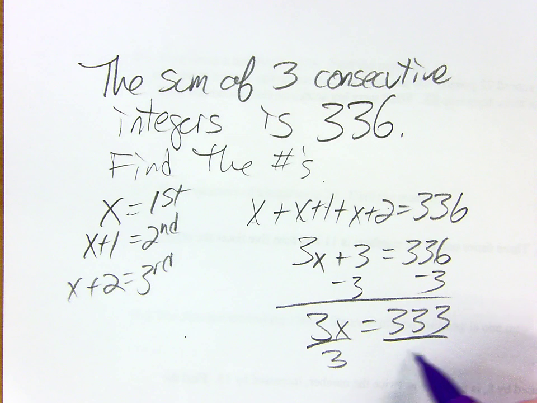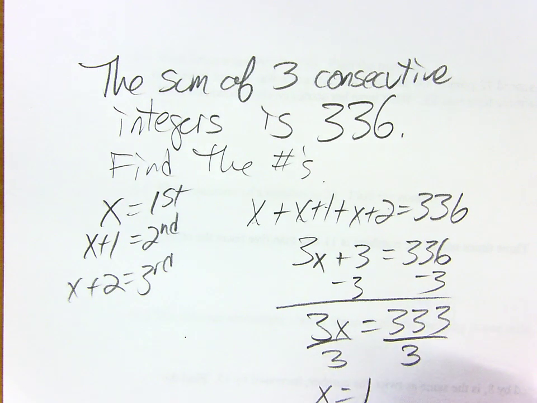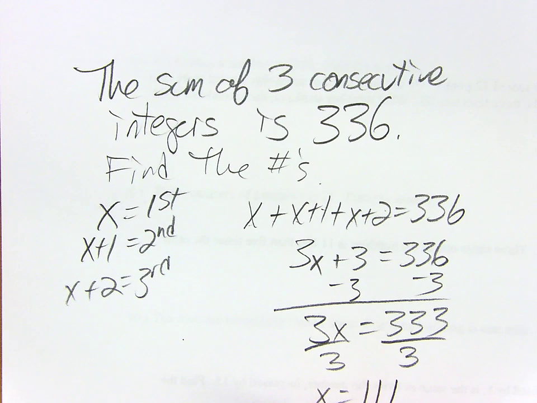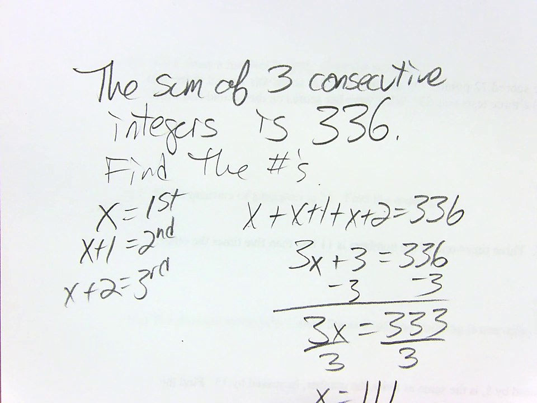What is 333 divided by 3? 111. So if 111 is my first number, what's my second number? 112 and 113. You see? 111, 112, 113 are my numbers.